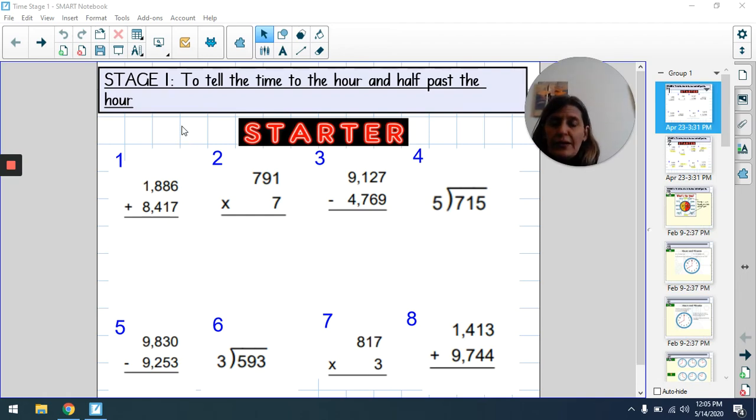For today, you're going to be looking at telling the time to the nearest hour, half past the hour, quarter past and quarter to. Here's a mental starter for you, so when you're ready, pause the film and then you can mark the answers.